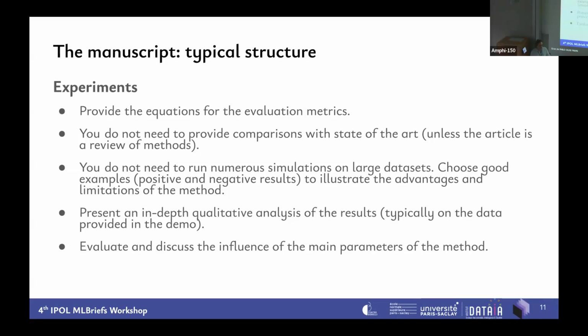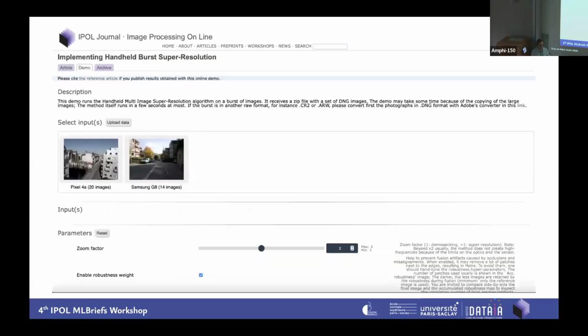It should present an in-depth qualitative analysis of the results, and a good way to do that is on the same images, or at least a good superposition of the images you include in the demo. So what they showed here. It's you, the author, that chooses what images you put here, you put good examples, and analyze in the article the results of the experiments that you perform on these images.